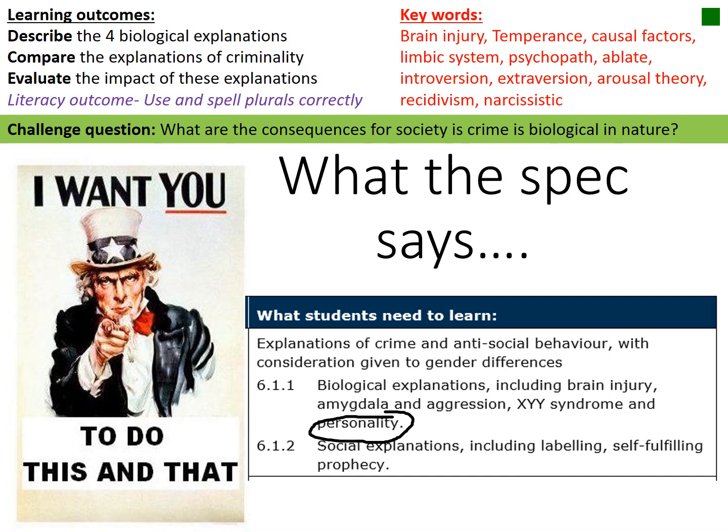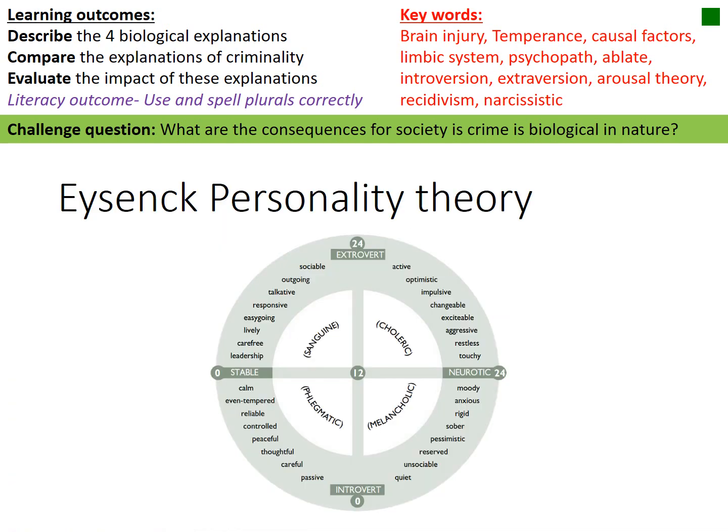It's worth noting as well, though, that Eysenck's personality theory can also be used to answer a question on individual differences within crimes, because obviously personality differs across individuals. Eysenck's personality theory basically works on the idea that personality can be categorised into four main features, whether you're an extrovert or an introvert, or whether you're a stable or neurotic character.